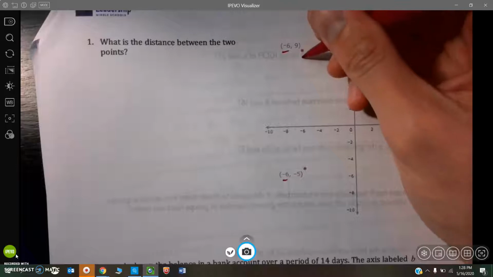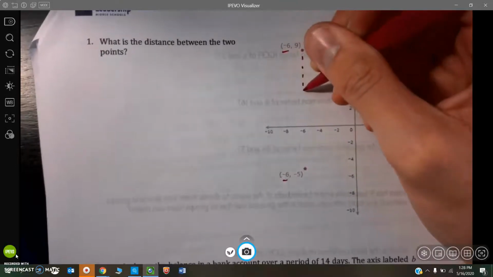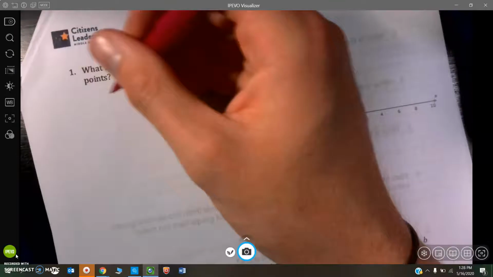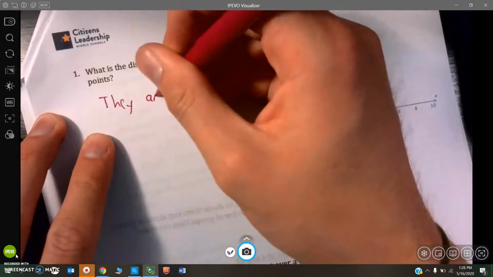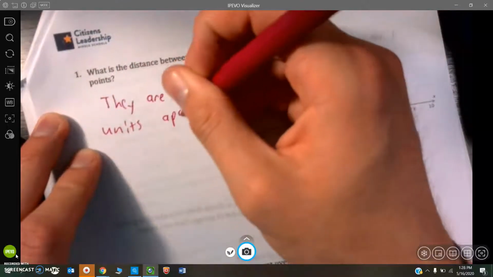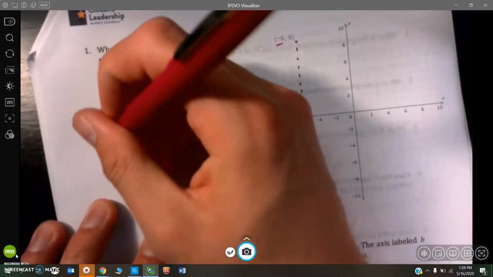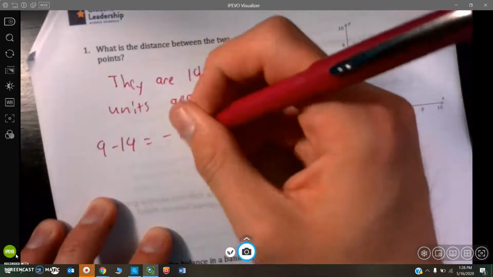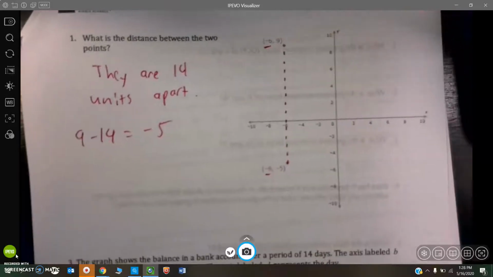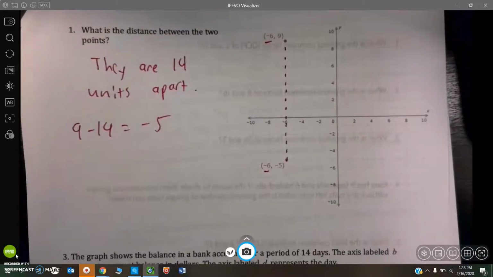So we can see 1, 2, 3, 4, 5, 6, 7, 8, 9, 10, 11, 12, 13, 14. They are 14 units apart. Okay. And once again, if you did 9 minus 14, that would get you to -5, their y coordinate. So if you are given the graph, you can always just count the spaces.